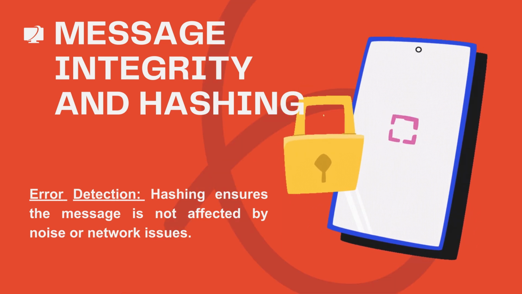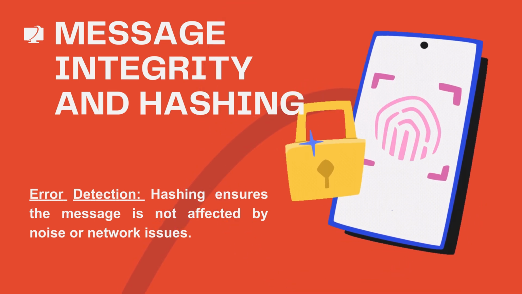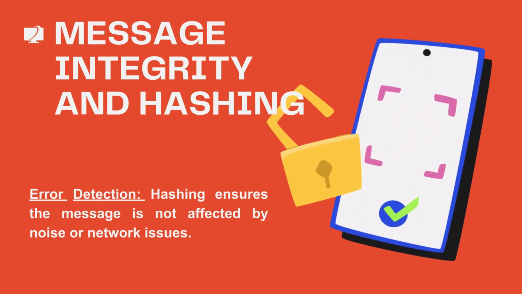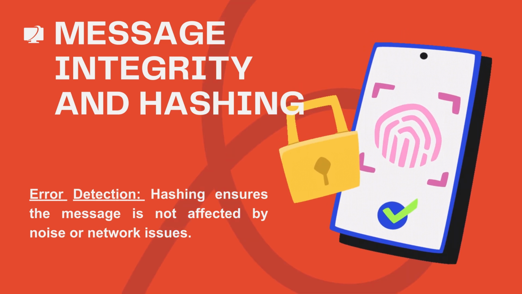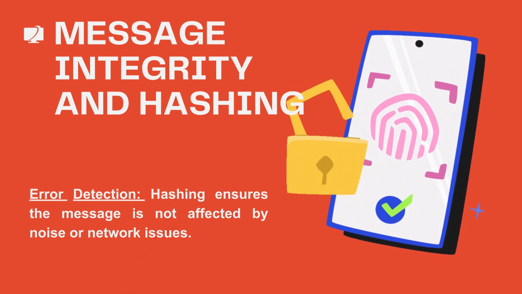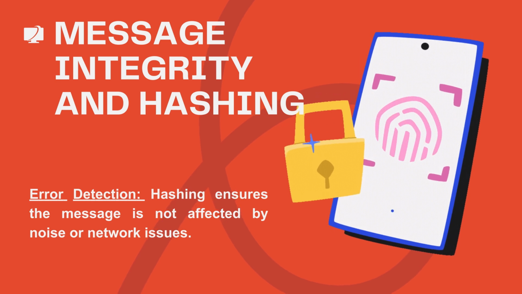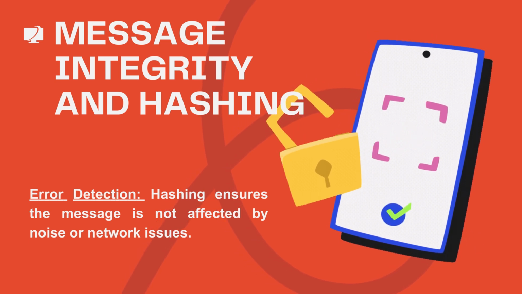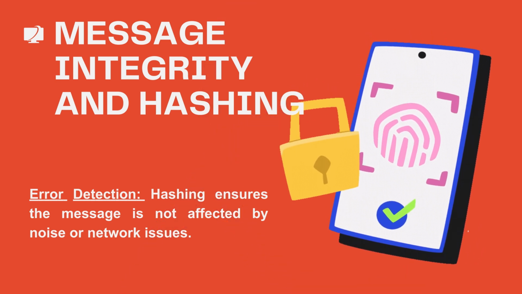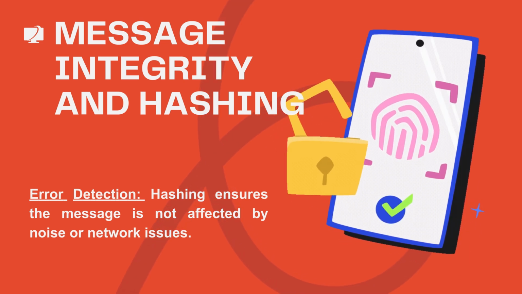1. Error detection, keeping your message clean. Hashing creates a unique fingerprint called a hash for your message. When you send the message, you also send the hash. The receiver checks the hash after getting the message. If the hash matches, the message is safe. If it doesn't match, something changed, either a mistake or tampering. This helps spot any errors or hacks right away.